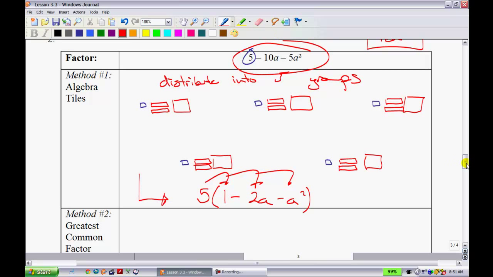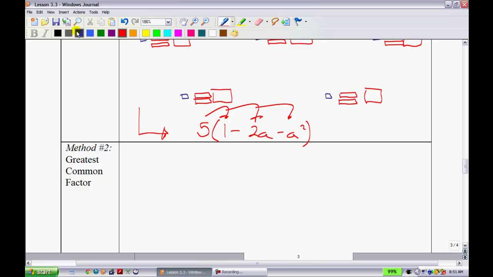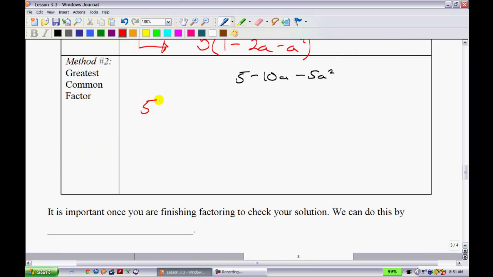All right. Now we can also do this, of course, using the GCF. So I'll just write down the question right here. Again, it was 5 minus 10a minus 5a squared. We simply look at each one of these terms and see what the greatest common factor is. Well, 5 is a prime number, so it's its own. Now we'll look at 10a. If you prime factorize it, you'd have 5 times 2 times a, and for 5a squared, you have 5 times a times a.